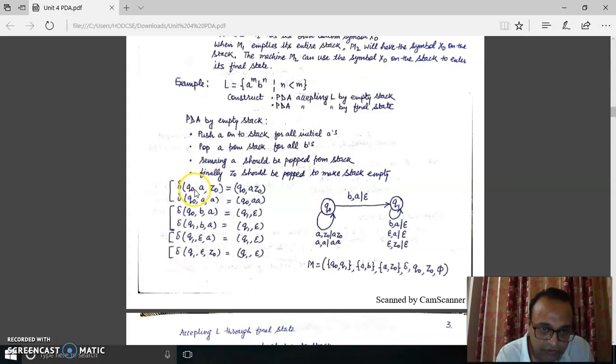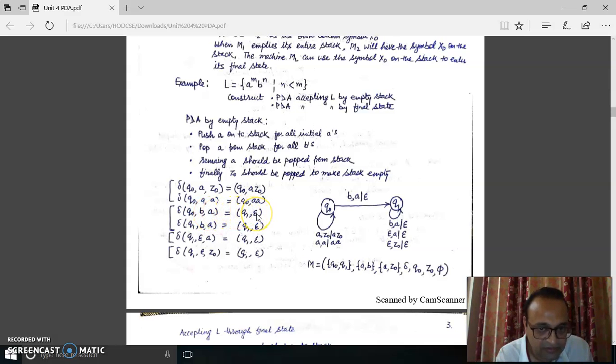Transition: suppose we are in state Q0. Only A can appear when Z0 is on the top of the stack, and for that purpose we are pushing A. If A appears and A is on the top of the stack, we are again pushing it, keeping on the same state. But if the machine is in state Q0 and B is the recently read symbol, certainly at that time A must be on the top of the stack. We are changing the state and we are popping A from the stack.